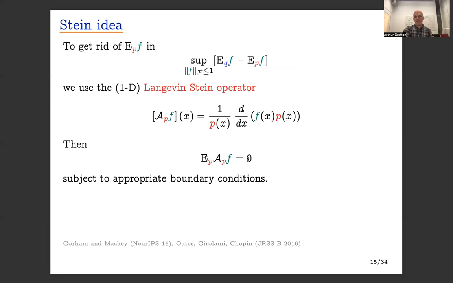It's quite easy just intuitively to see why that is. If I take the expectation under P of this expression, then I get effectively the integral of the derivative of F times P, which is going to be 0 as long as F times P vanishes at the boundary. All right. So this is a function of P and the derivative of F times P. This combination of P and its derivatives is going to crop up many times in this talk.